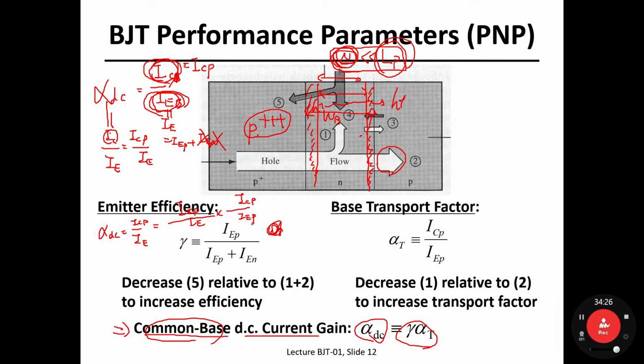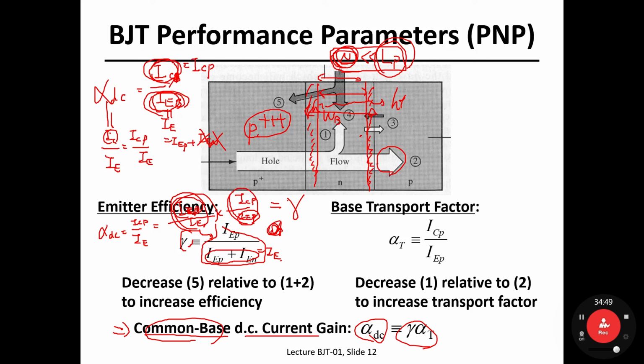Yes, I have used the IEP here and there. This is IEP. So IEP divided by IE is here. Can you see that? This total is IE, right? So IEP divided by IE is identical to the alpha. So the first term is gamma, emitter efficiency.